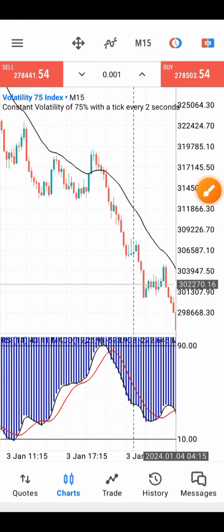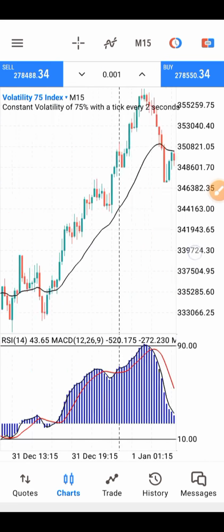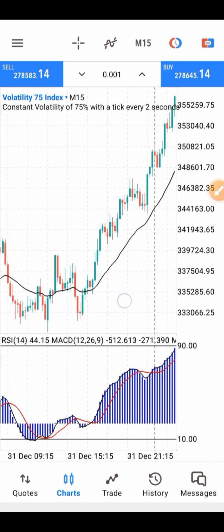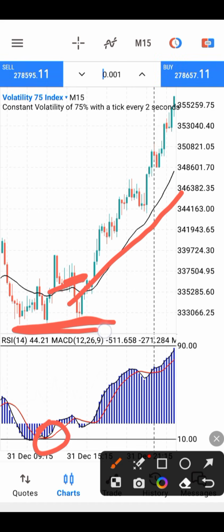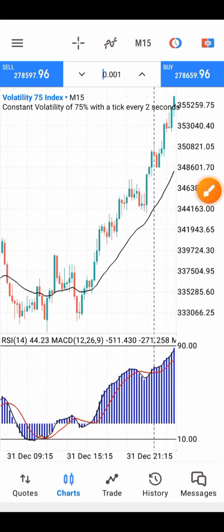So let's look for buy. Let's check the buy example. Here now you can see the market is moving up. Then we see the cross in here, which means that we have our entry somewhere around there. The stop loss is going to be here, just below the immediate low. You understand? That is all.